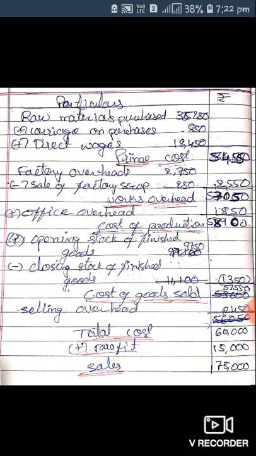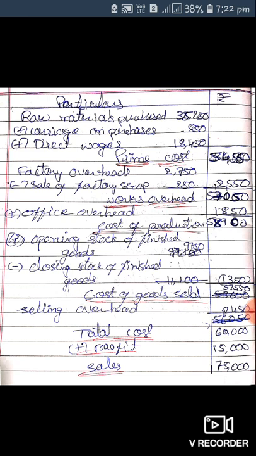Next we have to add the office overheads. They have given the office overhead directly, that is 1,850 rupees. So these are added to the works cost to get the cost of production. After adding that office overhead, the total is 58,900 rupees, which is the cost of production, the expenses directly involved in production.